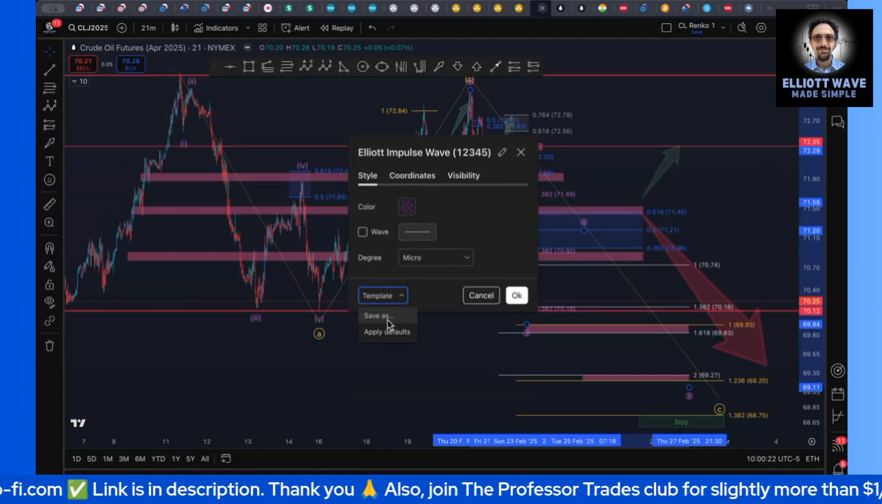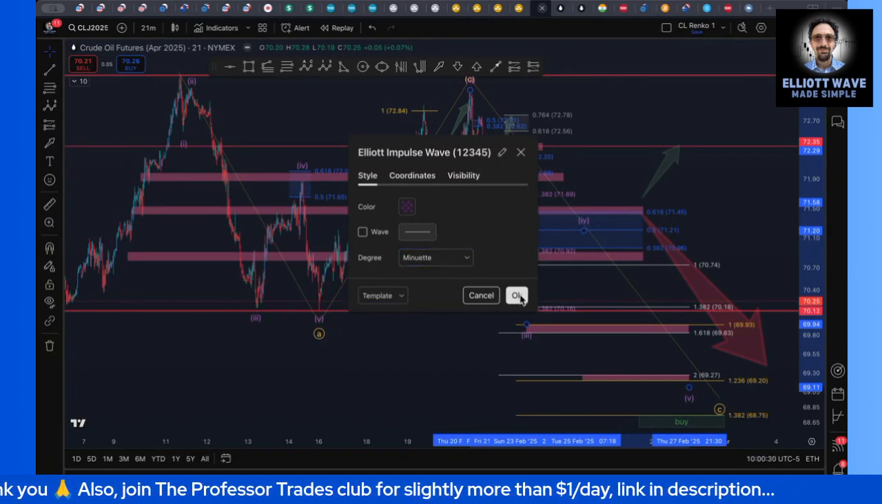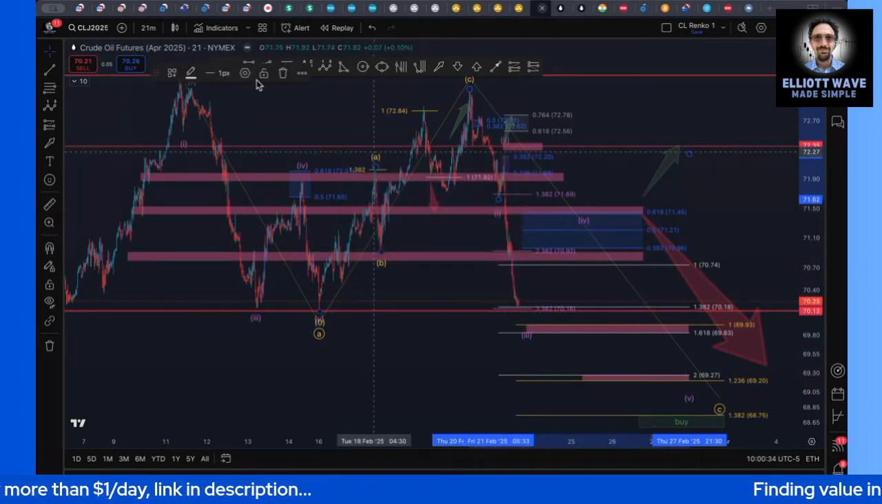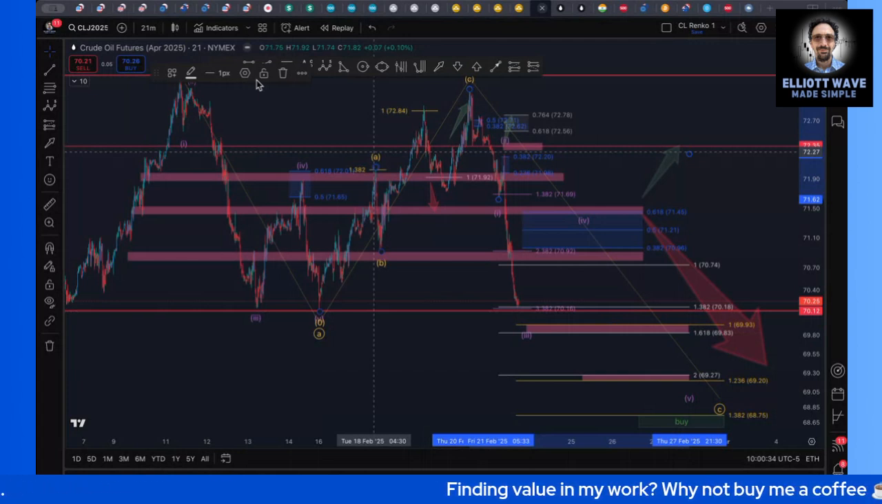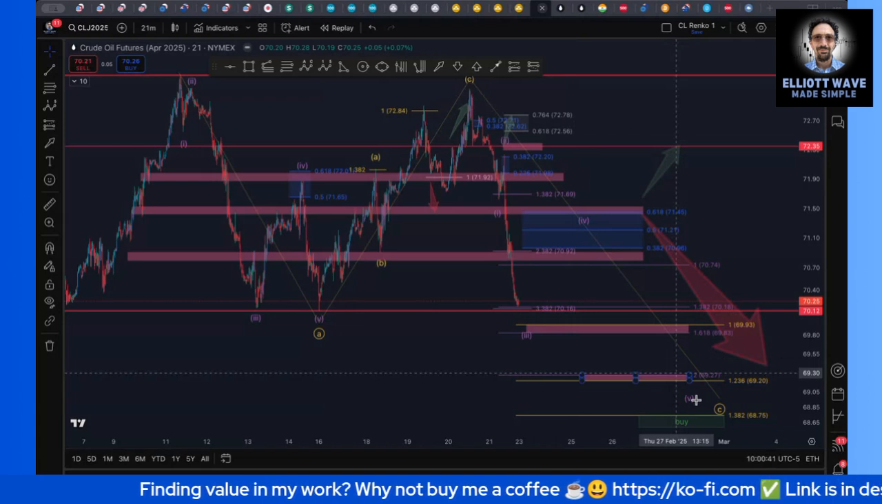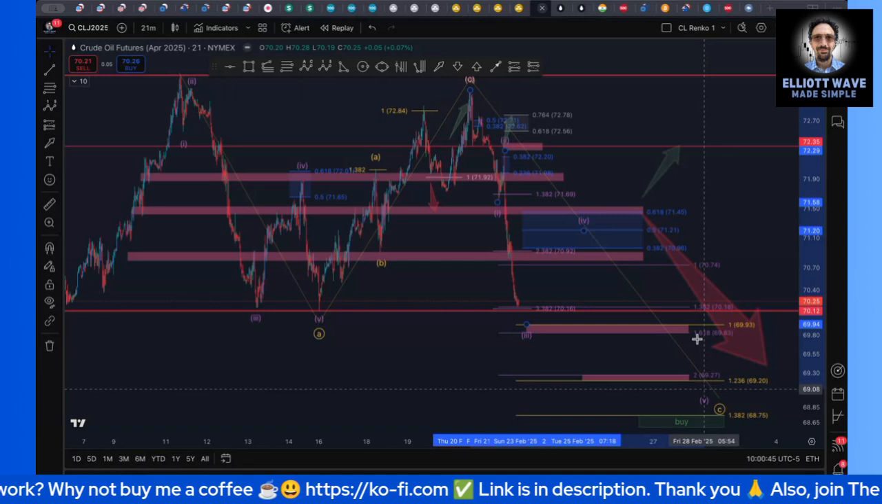Sorry, I'm just trying to put on something resembling the correct degree for the purple count, as we say. So I'm going to change the fibs to make them purple so they match. These purple fibs match the purple labels. But that's the idea. So we already got 3 down, looking for a bounce.